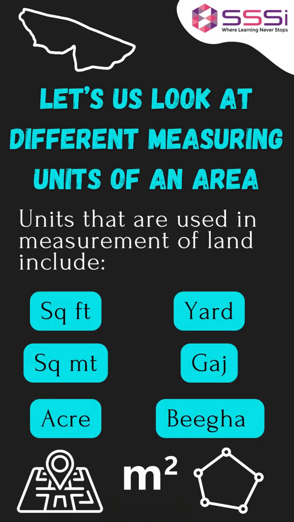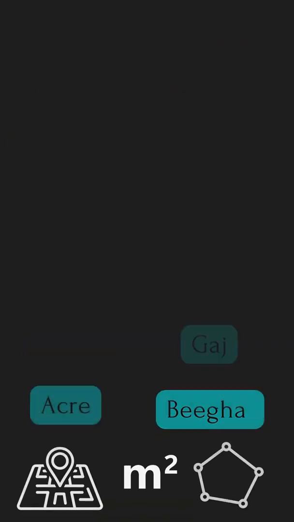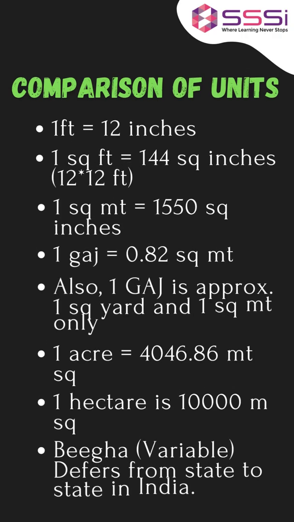Now, let us look at different measuring units of an area. Units that are used in measurement of land include square feet, square meter, acre, yard, gauge, biga, etc. Now, let us look at the comparison of these units.